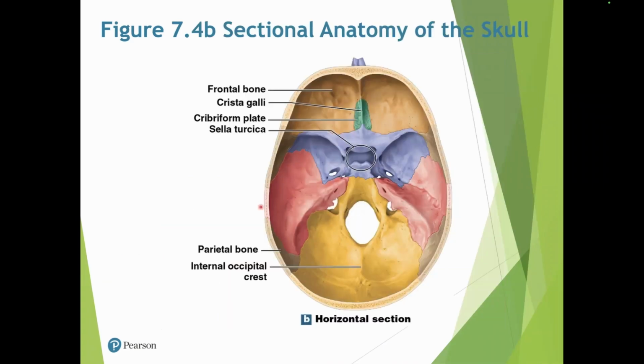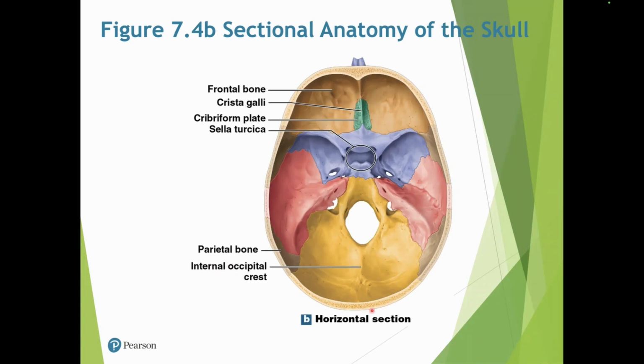So this is a section that is a horizontal section of the skull. You have your frontal bone, right? So just kind of getting some directionality. So this is the anterior portion of your skull. This is your occipital bone. So this is the posterior portion of the skull.